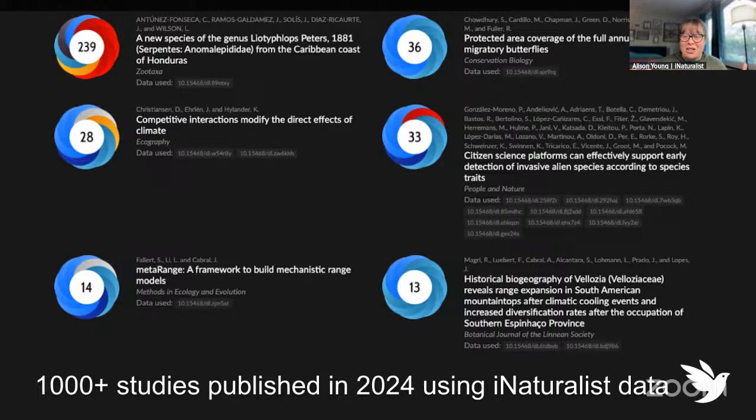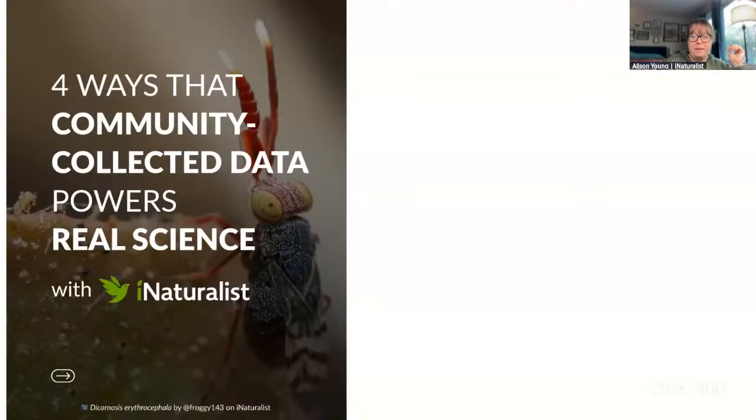Because it's the largest data set of global biodiversity, the iNaturalist data set is used extensively in scientific research. There were over 1,000 studies published just last year using iNaturalist data, and there's been more than 6,800 studies total published using iNat data that we know of. Recently, there was an article published in July of 2025 in BioScience, titled iNaturalist Accelerates Biodiversity Research.